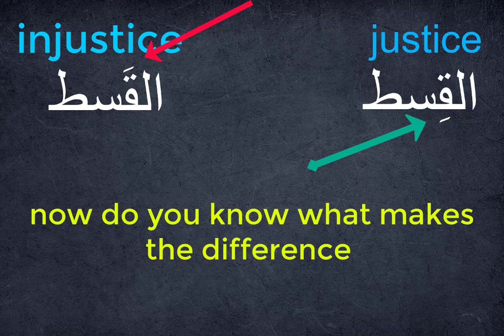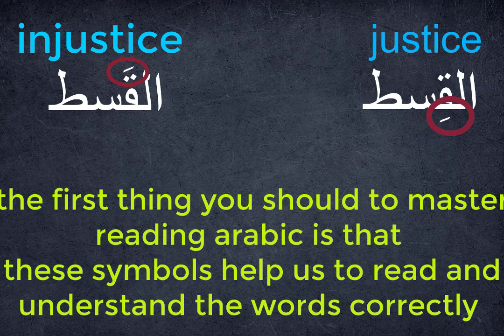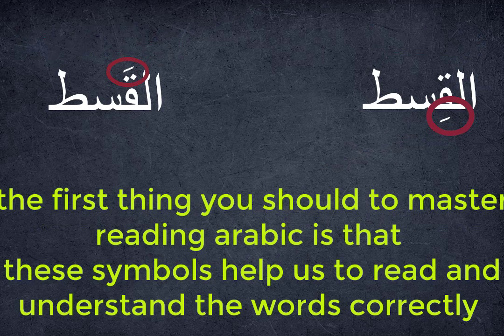It helps us to understand the word correctly and to read the word correctly too, because we read this character qa because of this symbol, and we read this character qi because of this symbol. So the first thing you should know to master reading Arabic is that these symbols help us to read and understand the words correctly. Okay.